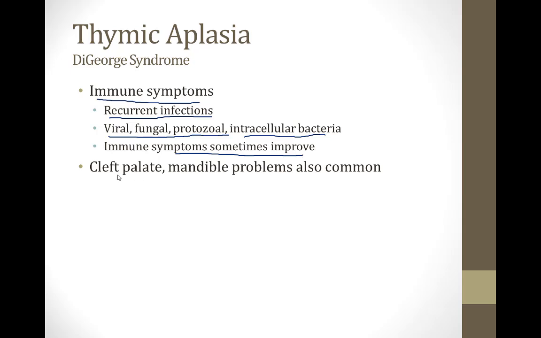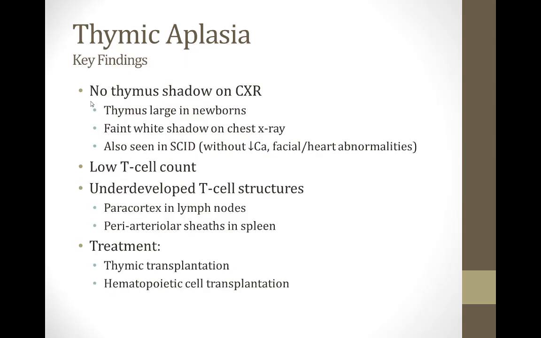And then finally, these children often have facial abnormalities like a cleft palate or a mandible problem, and this is all related to failure of the third and fourth pharyngeal pouches to develop normally. One of the most important clinical findings of thymic aplasia is absence of the thymus shadow on the chest x-ray. The thymus is relatively large in newborns and they have a small chest, so usually there is a large faint white shadow seen on chest x-ray. This will be absent in children who have thymic aplasia.